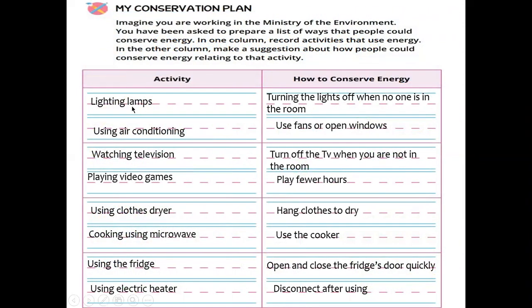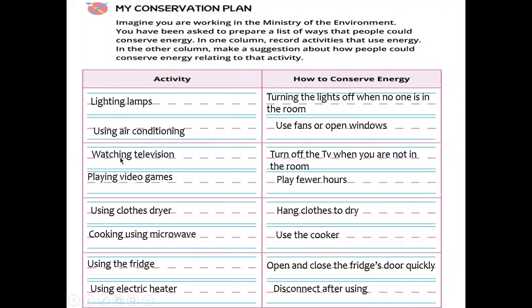The first, our daily activity where we use electricity is lighting lamps. Okay, how to conserve electricity while lighting lamps? You can turn the light off when no one is in the room. Excellent. Number 2, we use the air conditioning, of course in summer. So we can use fans or open windows to conserve energy.